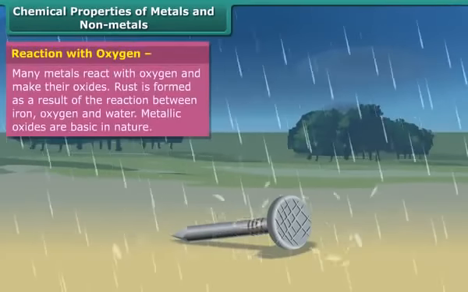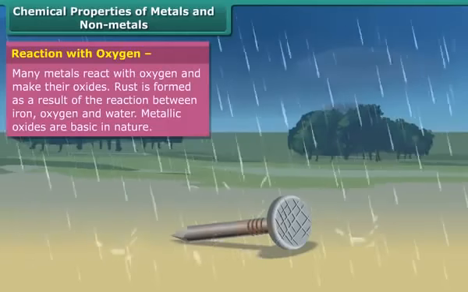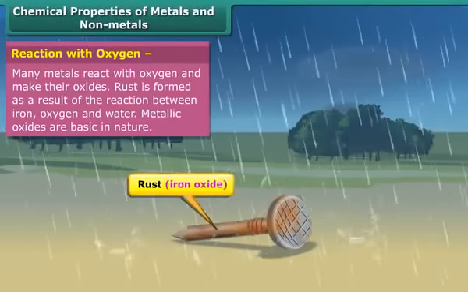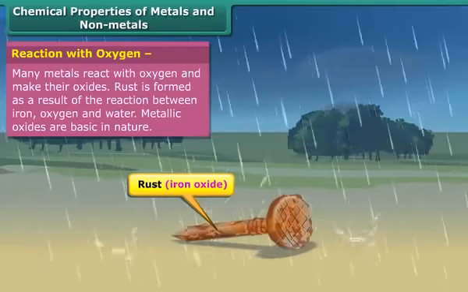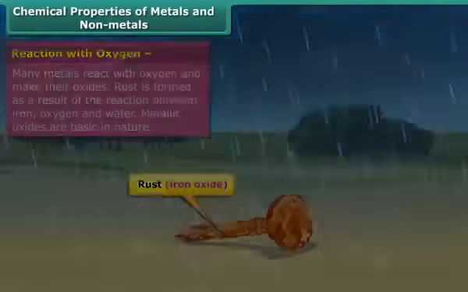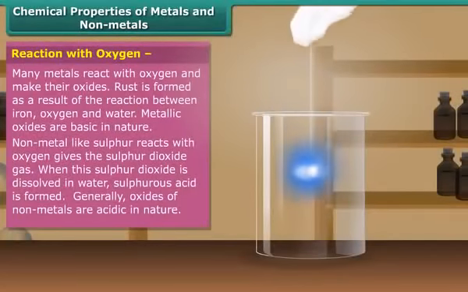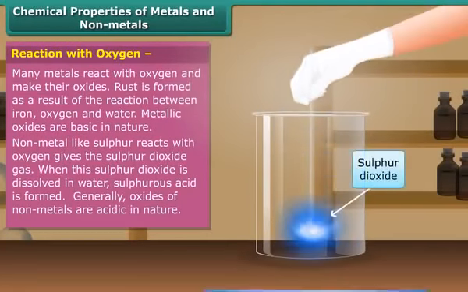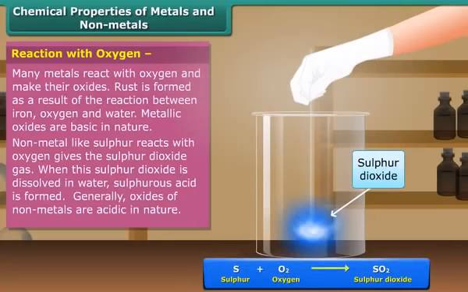Metals like iron, copper, magnesium, etc. react with oxygen and make their oxides. These oxides are basic in nature. Now we talk about the non-metals. Sulfur reacts with oxygen, giving the sulfur dioxide gas. Oxides of non-metals are acidic in nature.